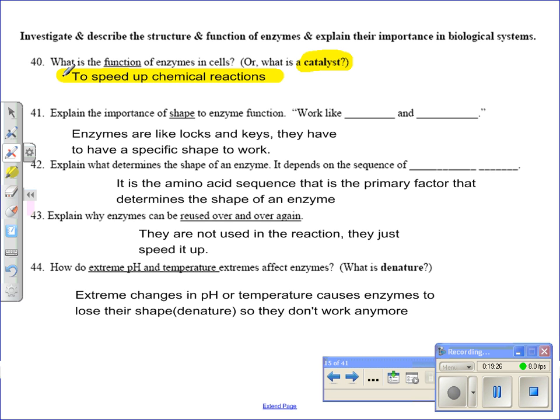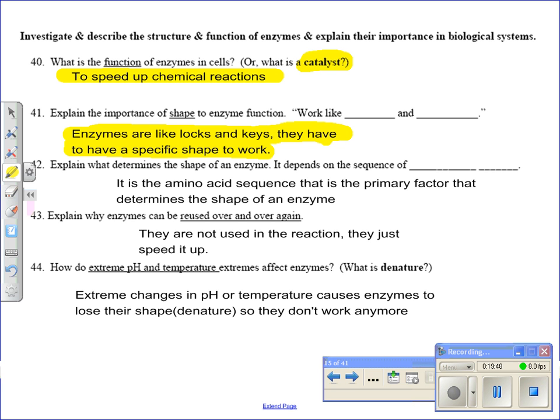It's definitely on there. What is the importance of shape to enzyme function? Enzymes are like locks and keys, like your house key. When you go home, you put your key in the door. It opens your door because it has a specific shape. Enzymes work on only specific molecules in the body. So in order to do that, they have a specific shape that allows them to work.